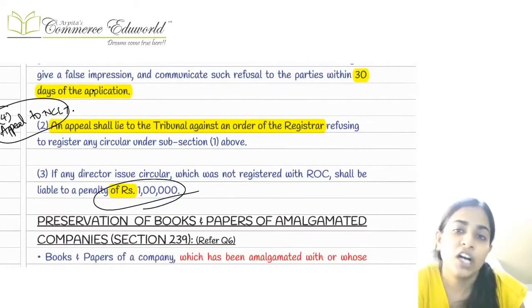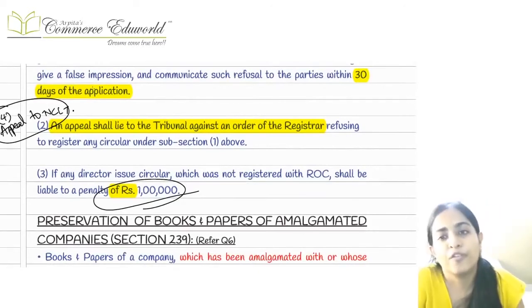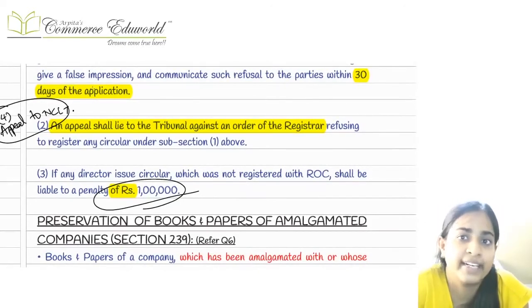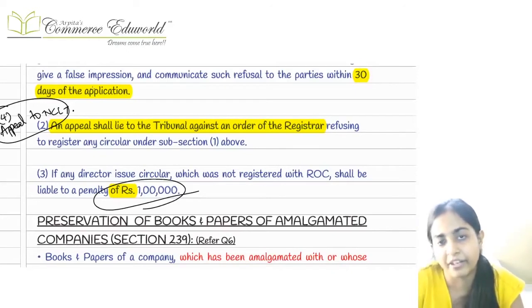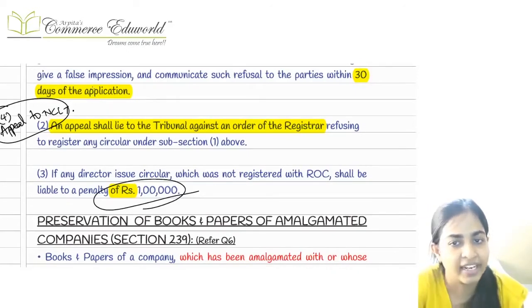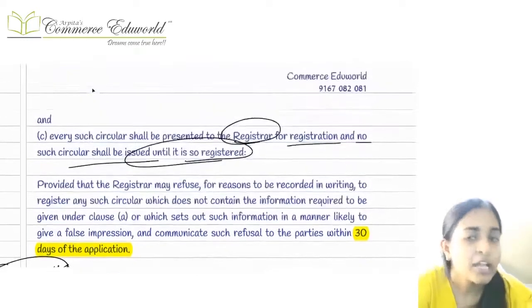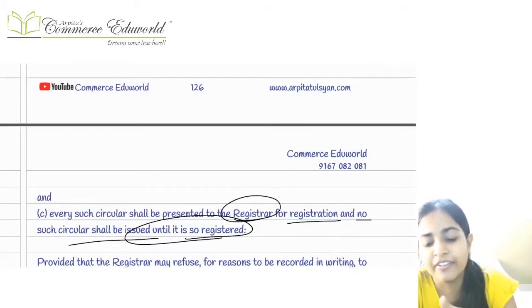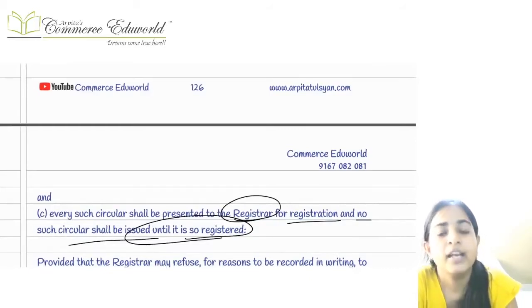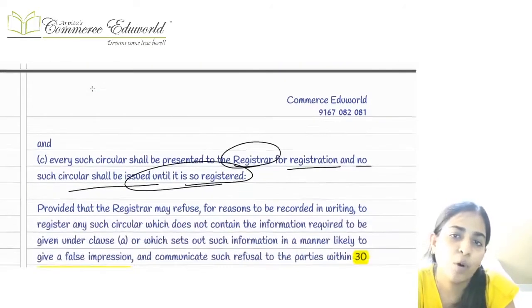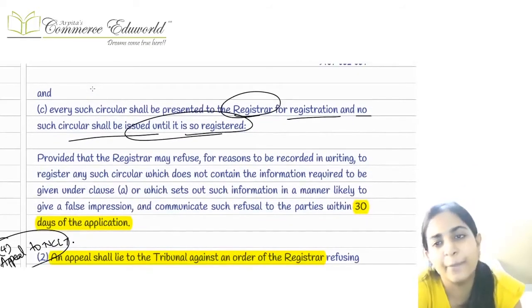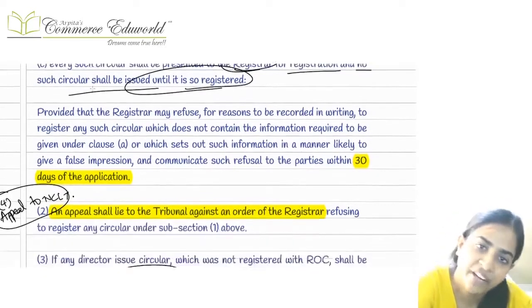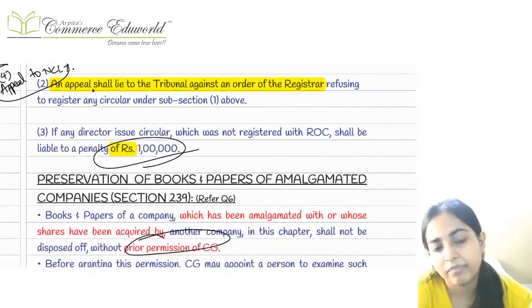And if you are aggrieved by the order of the ROC, that why is it rejecting it, it should not reject our scheme, etc., then you can go and file an appeal to the NCLT. So basically, before giving the exchange ratio offer to the shareholders, first give it to the ROC and take their approval. If the ROC is not satisfied, then appeal to the tribunal, and whatever is the decision of the tribunal, on that basis only section 235 can become applicable.